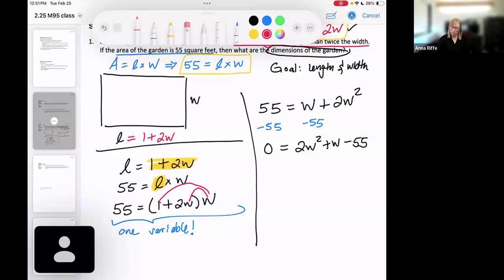So I'm going to take 2 times negative 55. That gives me negative 110. Two numbers that have a sum of 1 and a product of negative 110 are 11 and negative 10. So I'm going to rewrite the middle term using those two numbers. 2W squared plus 11W minus 10W minus 55.